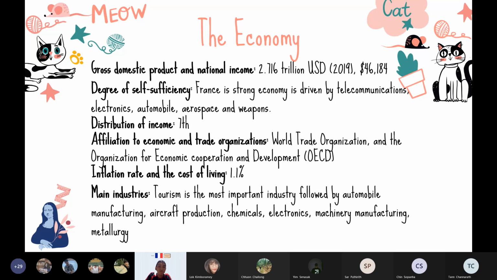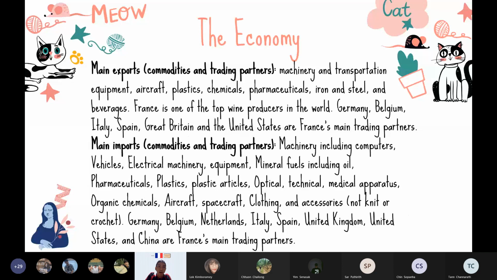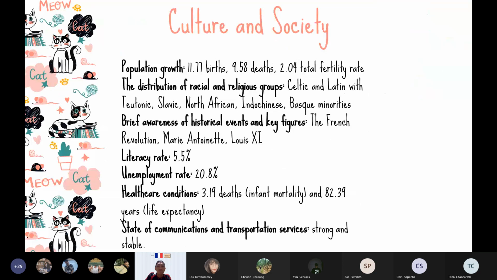Our main industry, tourism, is the main industry in our country. For our main export, we have machinery and transportation and many more, such as chemicals and pharmaceuticals. For our main imports, we have machinery, including computers, vehicles, and also electrical machinery and equipment, and many more, such as plastics. Yeah, and for our culture and society, we have a total of 11.7.